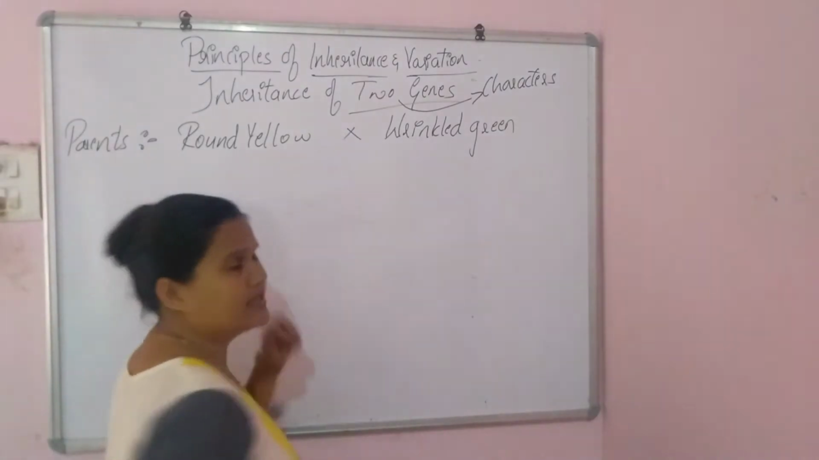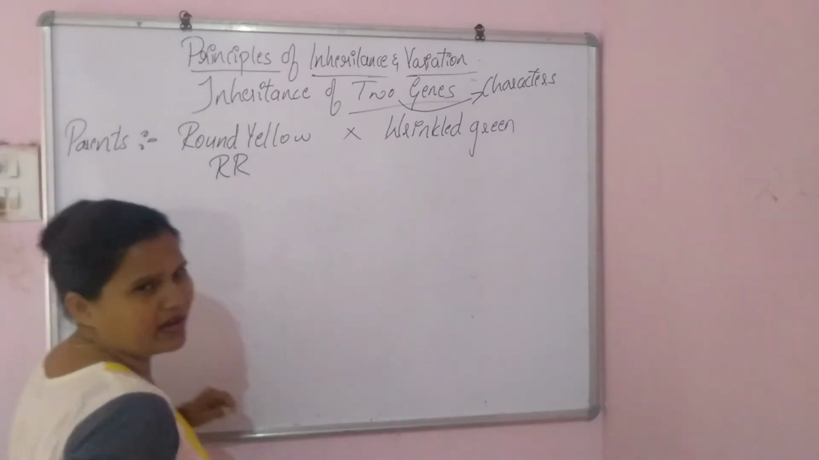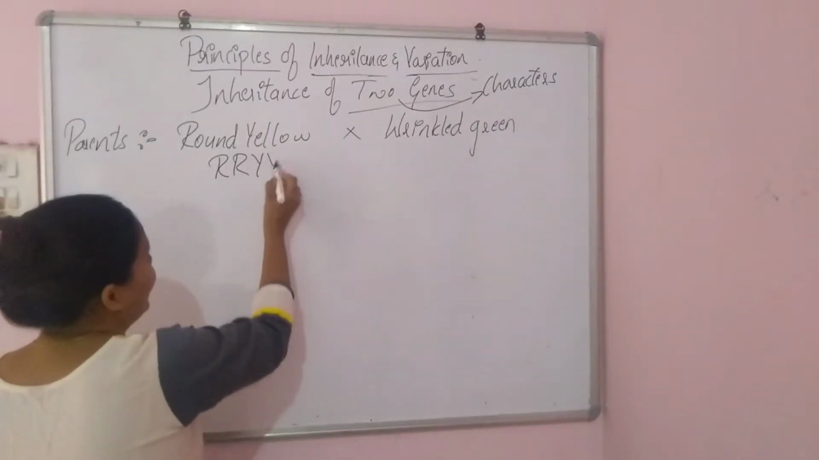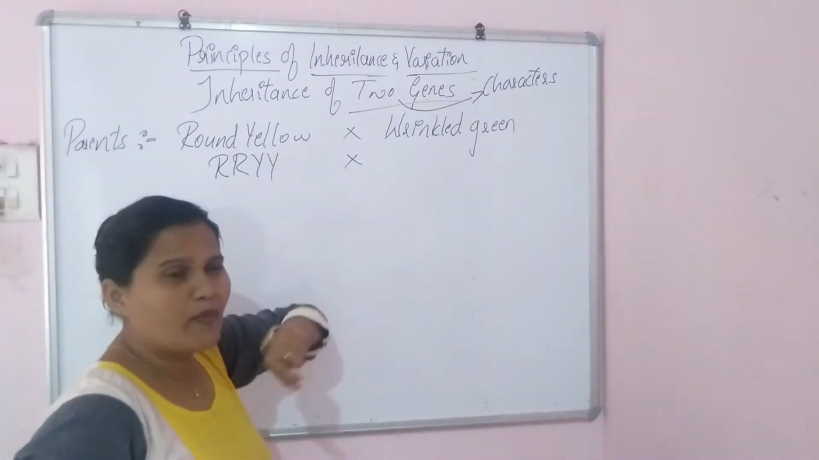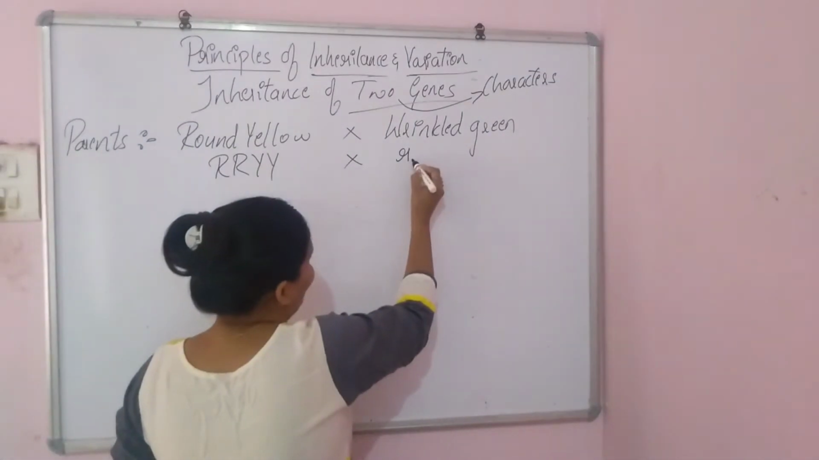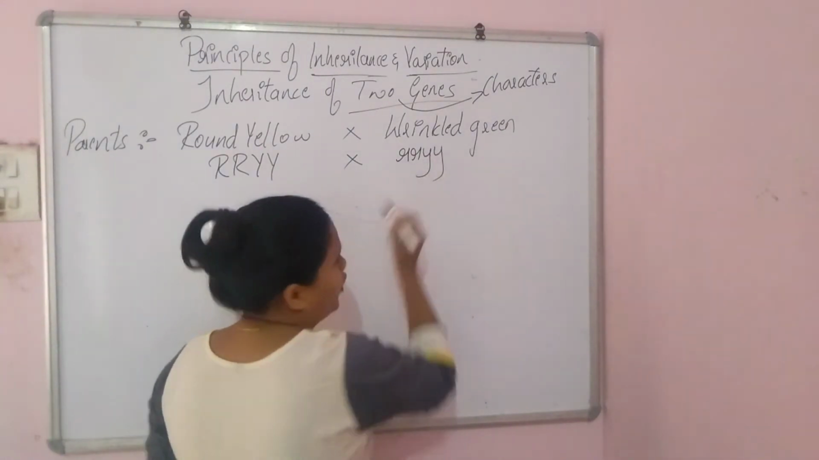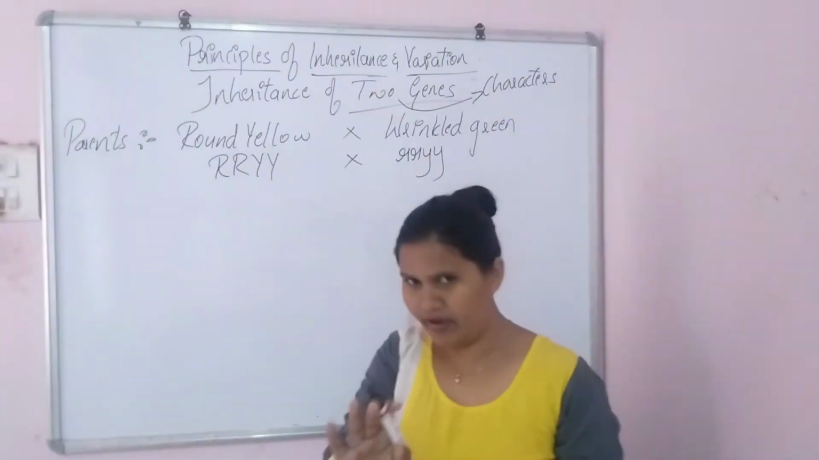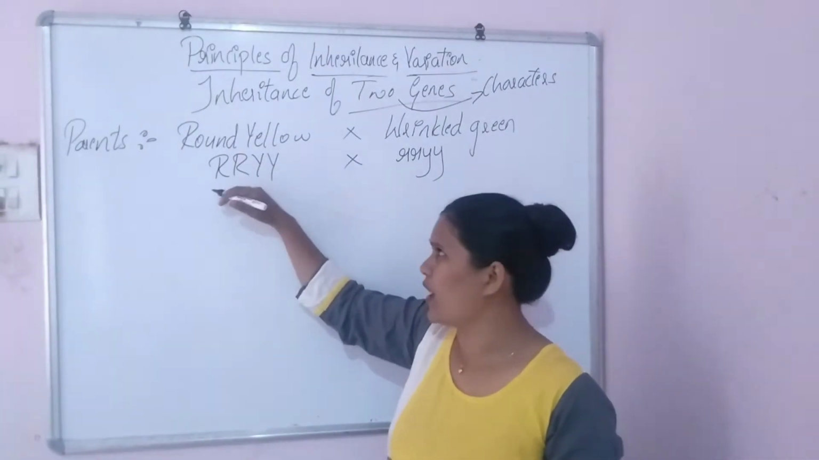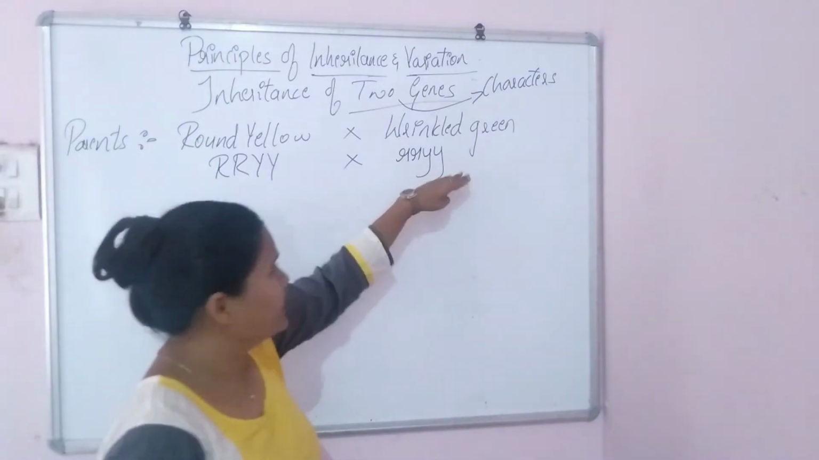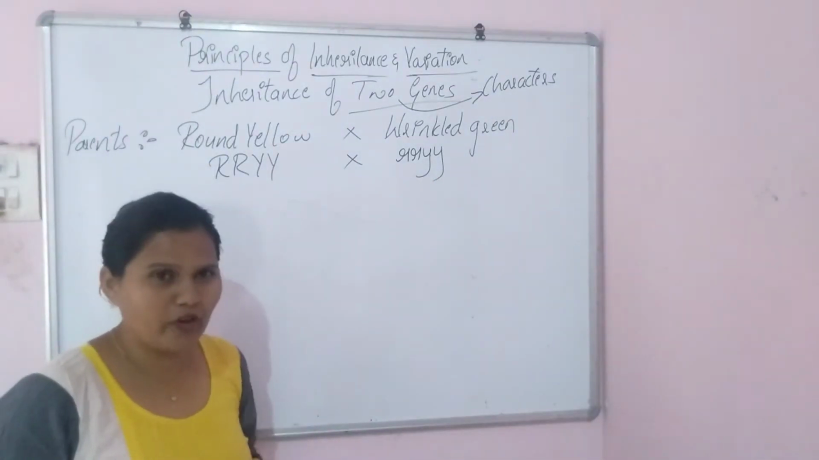How to cross? See the symbols here. Round means capital R, yellow means capital Y, and here wrinkled means small r and small r, and green is small y and small y. We know that the round yellow seeds are the dominant traits, and here the wrinkled green seeds are the recessive. Is this clear for you?